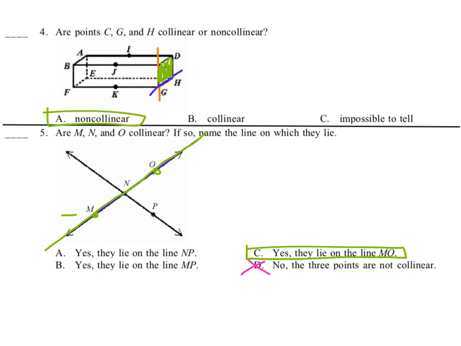Okay, M and P, they go this way. That doesn't work. And NP, that's this line, not the line that we're talking about. So only the green one is the one that we want. That's the only one that works. And so the answer is C.